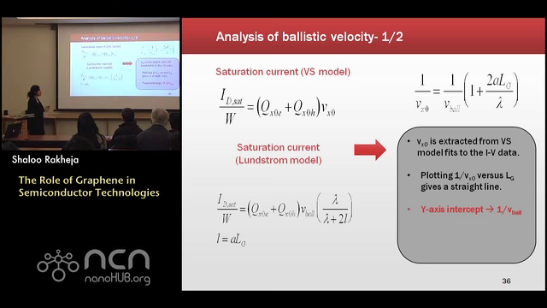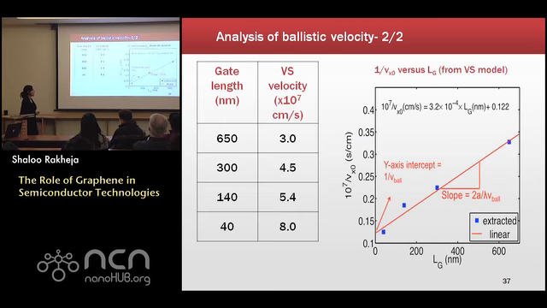So what I'll do from here is, we have extracted VXO from our VS model, from the transport IV data. Then we plot 1 over VXO versus LG, and we hope that it falls on a straight line, and the y-axis intercept gives us the inverse of the ballistic velocity. So this is what we did. We have the inverse of the velocity versus the gate length.